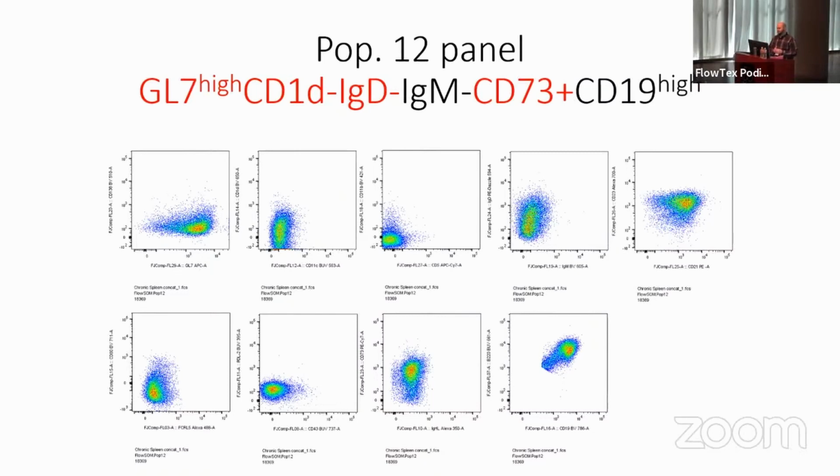So I went back to this population and just looked at it, and uniformly, yes, it was very nicely mimicking the heat map. It was defined as GL7 high. It looked like it had class switch, CD73 positive. So this was probably a germinal center. I'm not a B cell expert, but a germinal center B cell population.